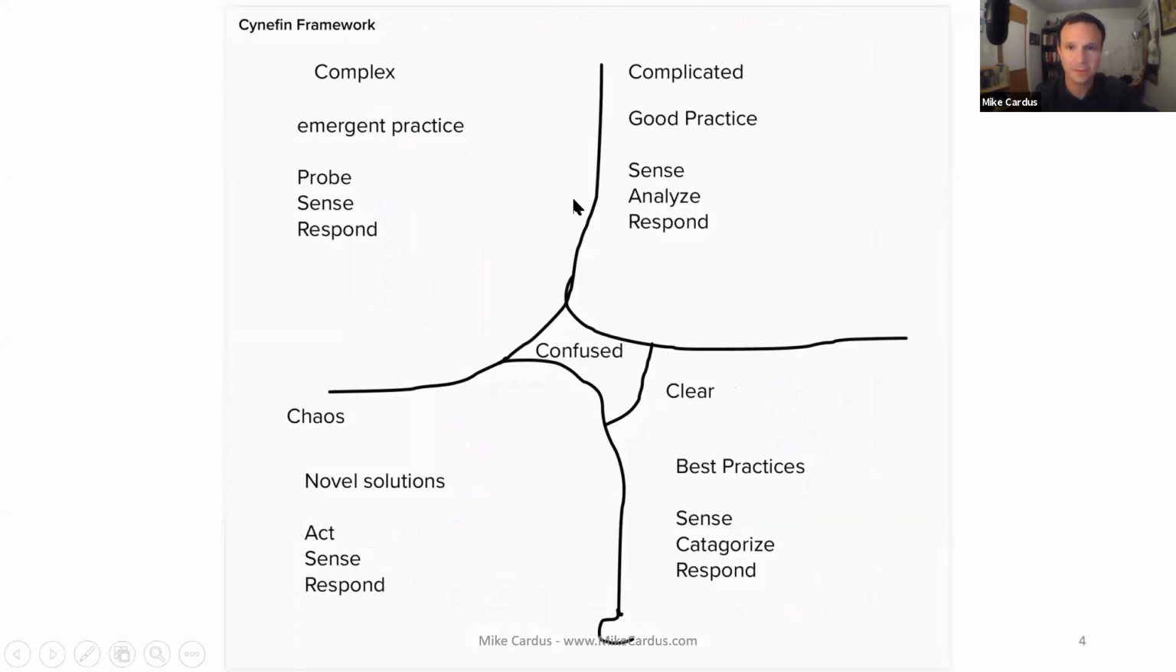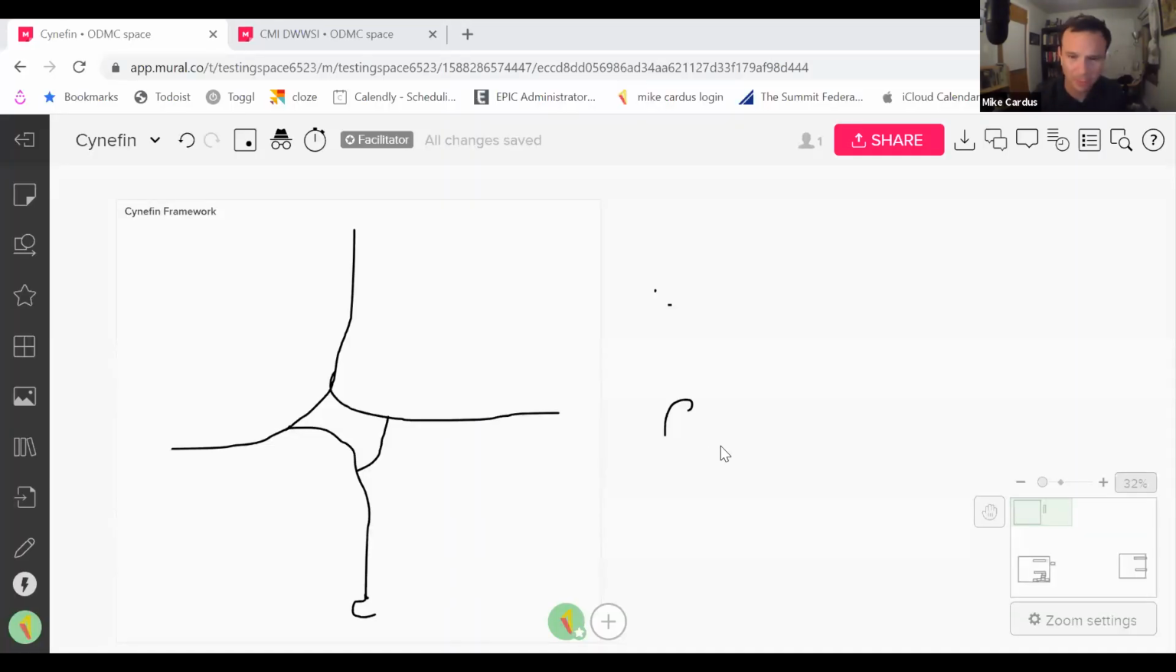And so I'm going to stop my share. Now I'm going to drop into a different screen. I'm going to go into Mural. Sorry guys, give me a second. I'm going to go into this Mural. And now I'm going to walk through the Cynefin framework.